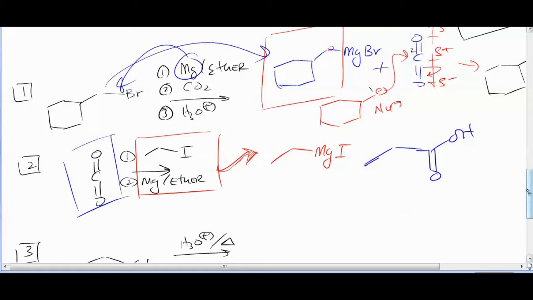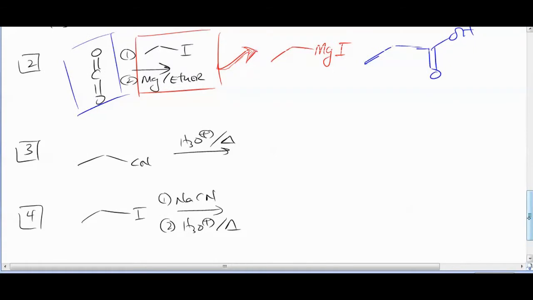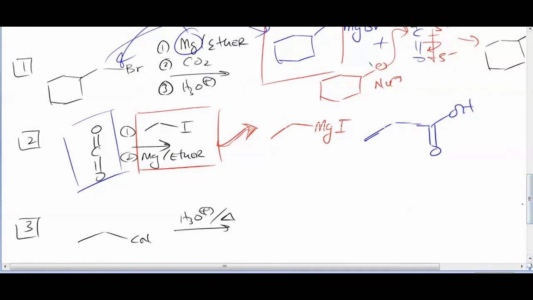Alright, so how about the next one? Oh, actually, this will be a carboxylate. We don't have an acid workup here. Alright, so just write the product you would form for the next one.